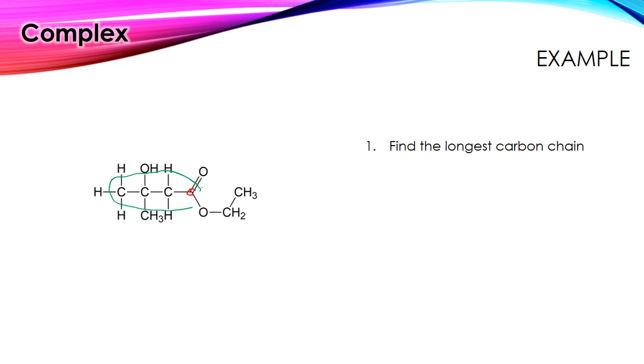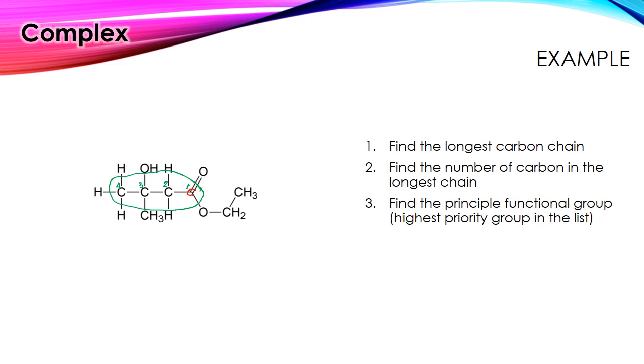This is the longest carbon chain you can find in this compound. And then you have to find out the number of carbons in the longest carbon chain. Here you have to number 1, 2, 3 and 4. Then the next part is to find the principal functional group and also the sub-groups in this compound. When you are considering functional groups and other substituent groups, you have to consider what the major functional group is.